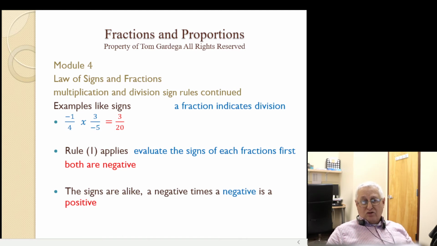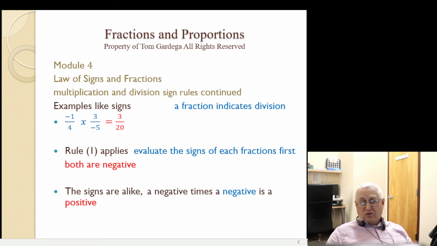Here we have an example of unlike signs. Negative 1 divided by a positive 4, times a positive 3 divided by a negative 5. We have a fraction that is a negative, and this fraction is a negative. A negative times a negative is positive, so the result would have to be positive.